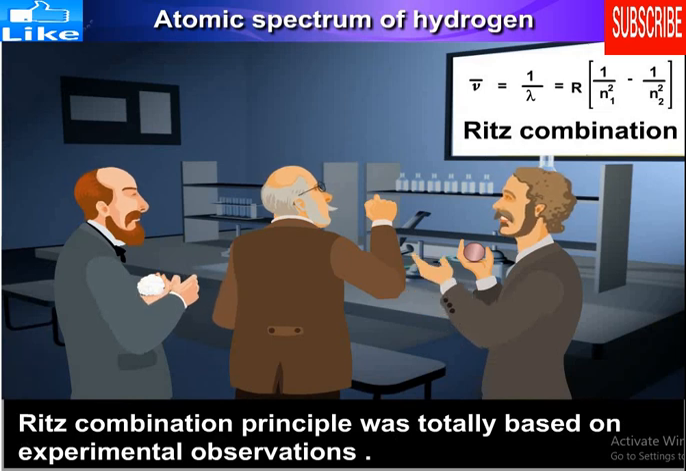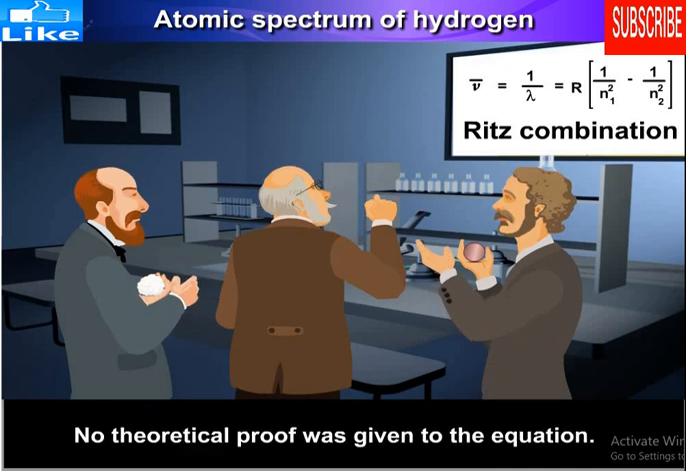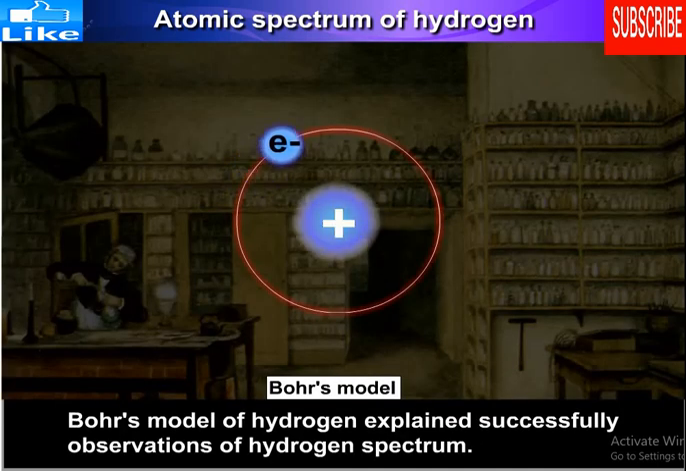Ritz combination principle was totally based on experimental observations. No theoretical proof was given to the equation. Bohr's model of hydrogen explains successfully observations of hydrogen spectrum.